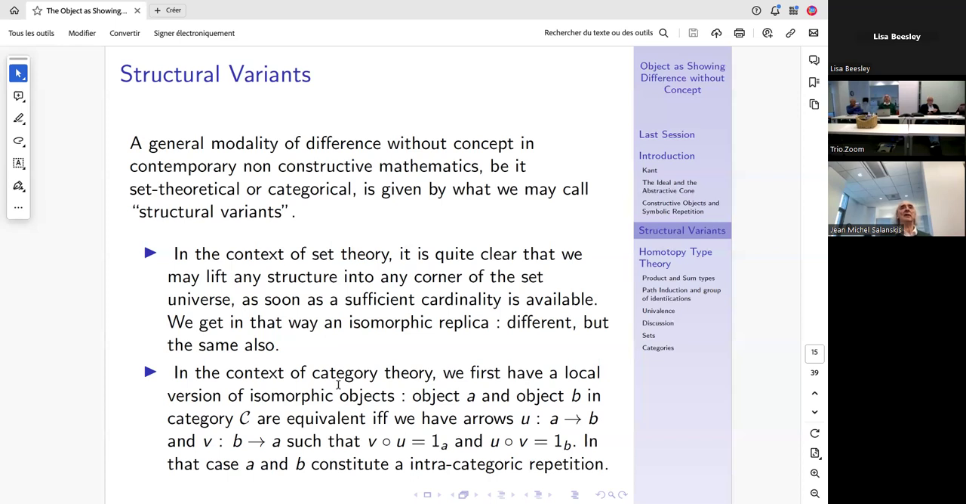And then in the context of category theory, I'm going to speak about two things. First, you have a local version of isomorphic objects. Object A and object B in category C are equivalent if we have arrows U from A to B and V from B to A, such that V composed with U is the identity of A, and U composed with V is the identity of B. So in that case, A and B are equivalent within the category C, which means that they constitute an intracategoric repetition. In the first case, we had a set theoretical repetition.